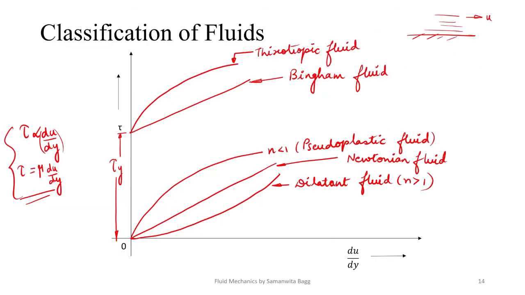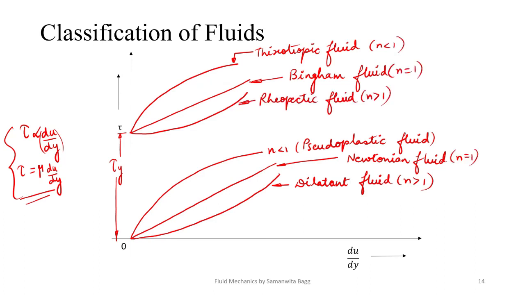So let's plot Rheopectic fluid. It will be drawn here below, because n is greater than 1. So these are the classification of fluids based on their nature.